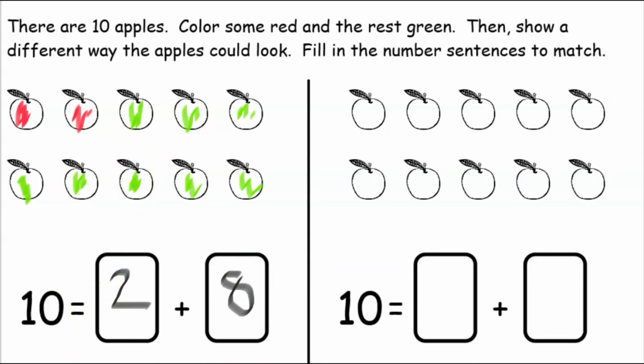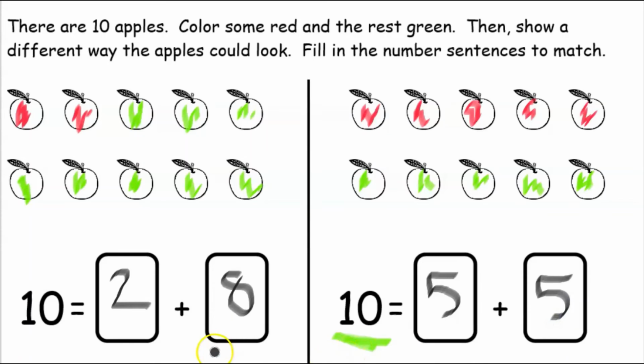This number sentence matches. All right, we got to do a different way. Again, there are a couple of different ways to compose 10. This is how I'm going to do this one. So let's see, we'll do this many red. Start thinking, what are my parts? What do you think my parts will be in this number sentence? Okay, what are my parts? I know my whole is 10. I'm starting with 10 apples. Right. I have 5 red and 5 green. I was able to show you 2 different ways to make 10.